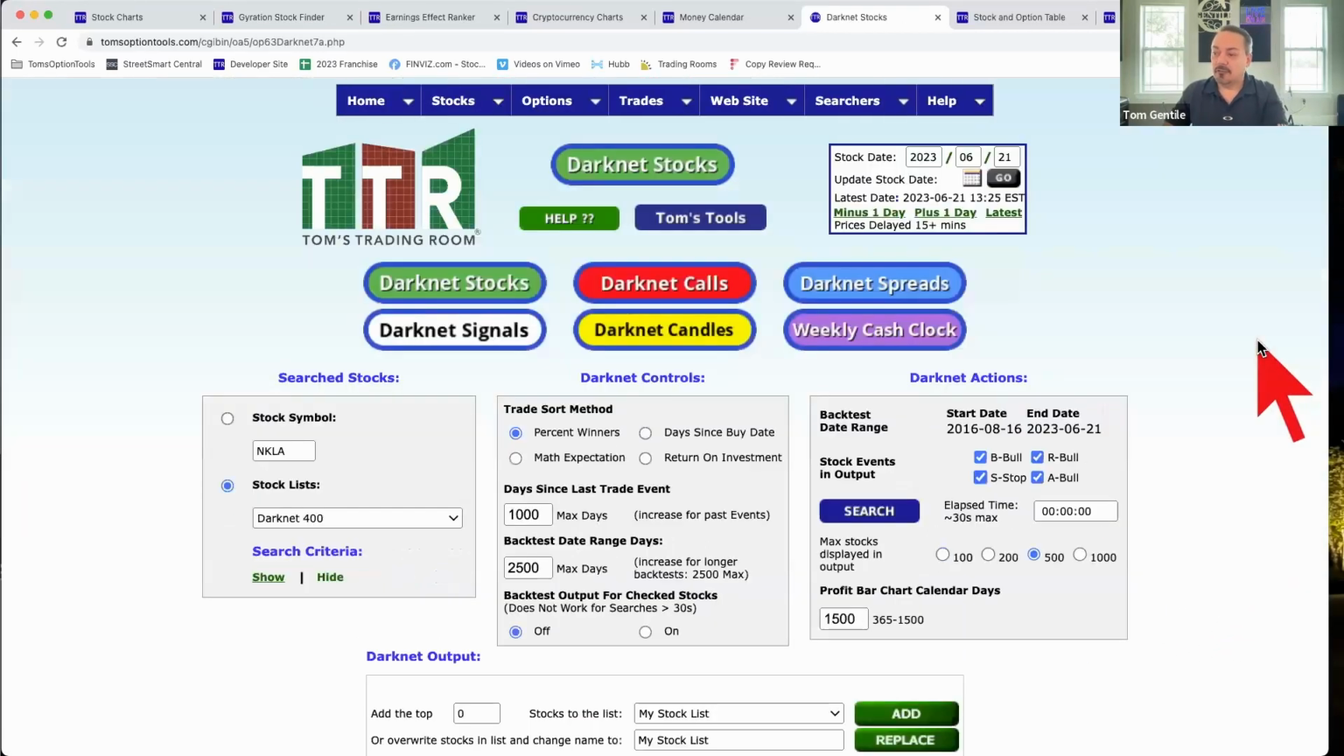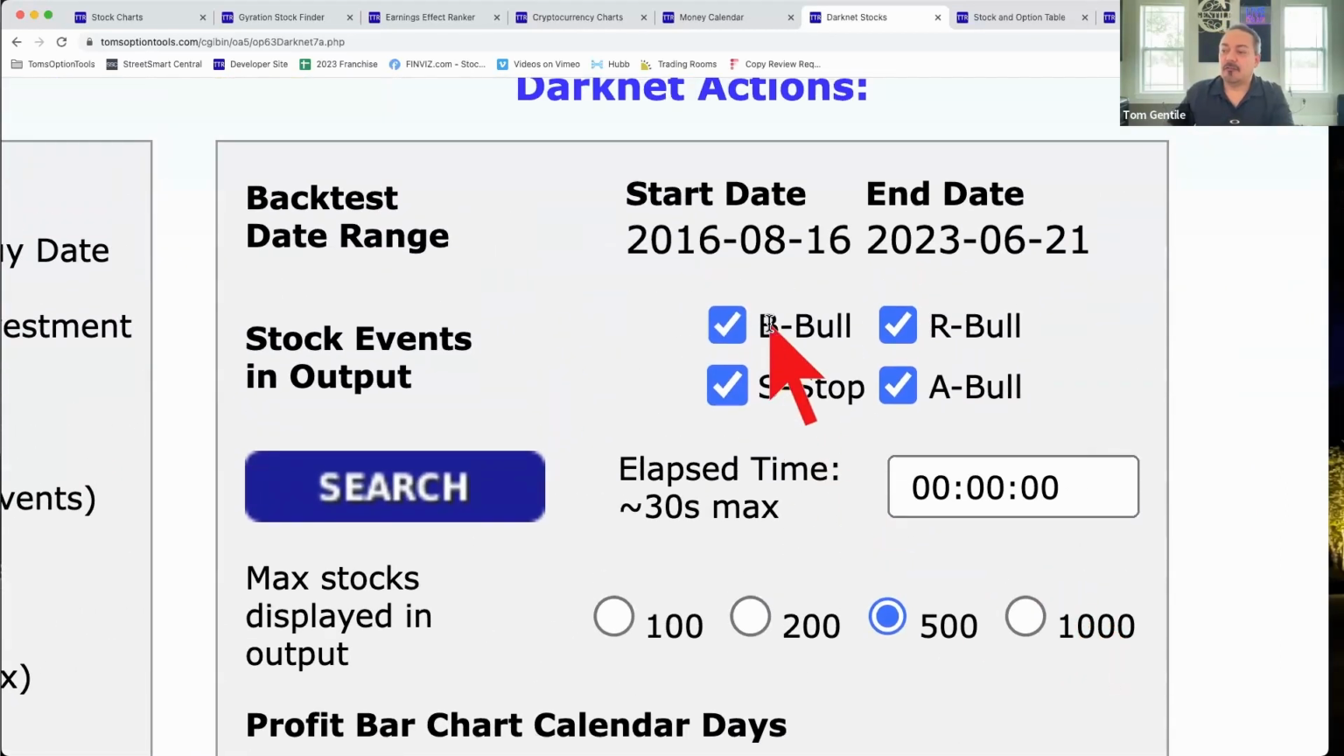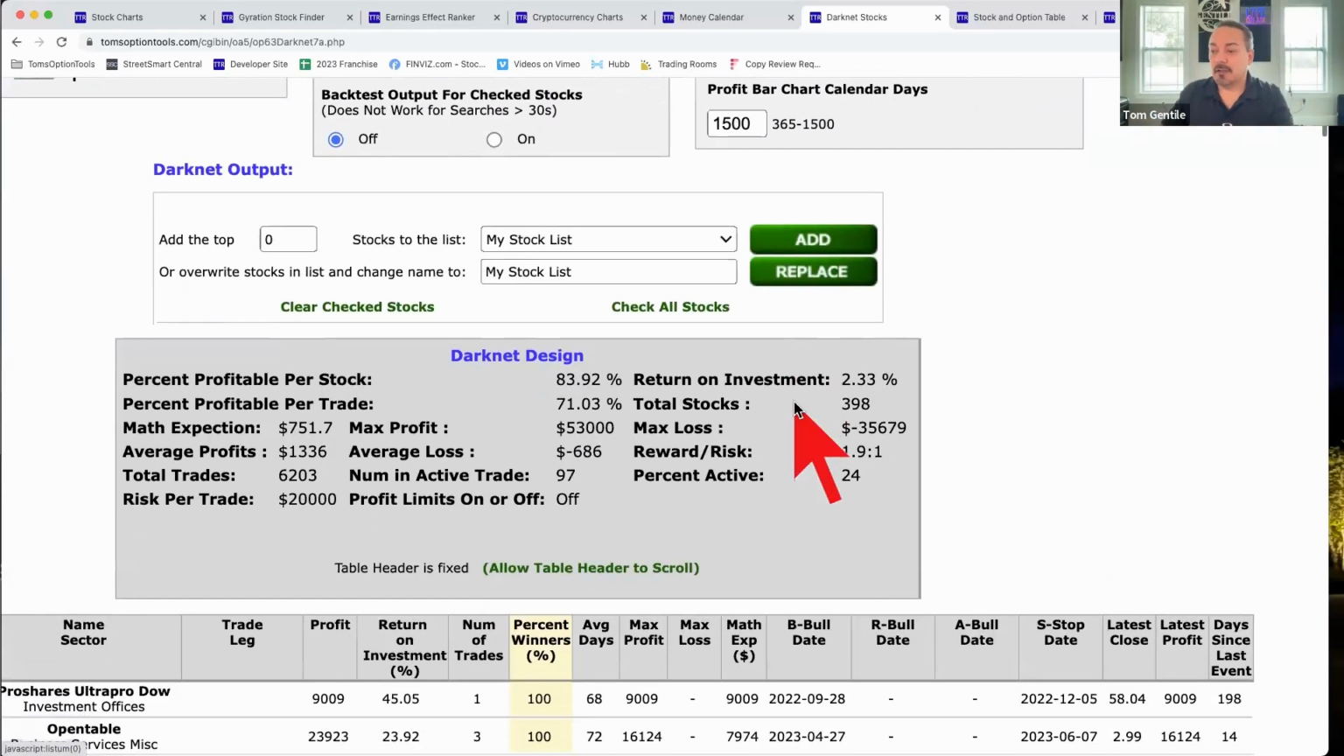What it's doing is running a search on every stock that had a Darknet buy, a rebuy, which is the second signal, an add-on, which is the third signal, and a stop, which is the exit. As long as we have objective trading rules for getting into and getting out of something, we can backtest those as long as we have data. All right, let's take a look and see what we got here.